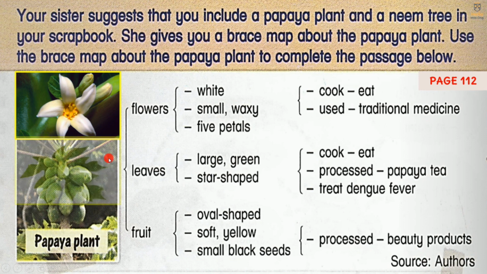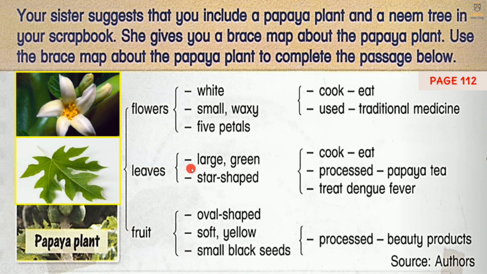Let's look at the leaves. The leaves are large and green, and in the picture you can see that it is star-shaped. In terms of purposes, you can cook and eat the leaves. Or the leaves can be processed to make papaya tea. It can also be used to treat dengue fever.